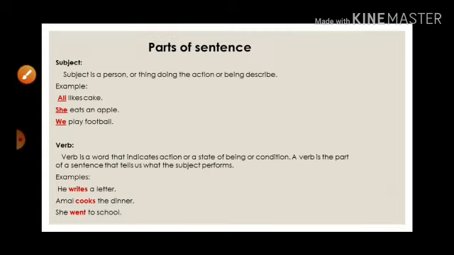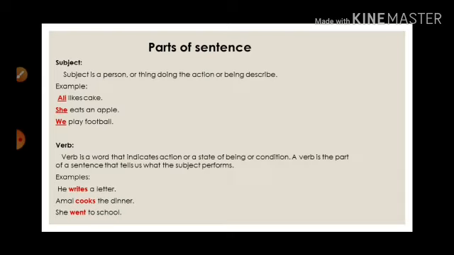Ali likes cake. She eats an apple. We play football. We can also use the book, the pencil, like these names in the place of subject. Verb. Verb is a word that indicates action or a state of being or condition.